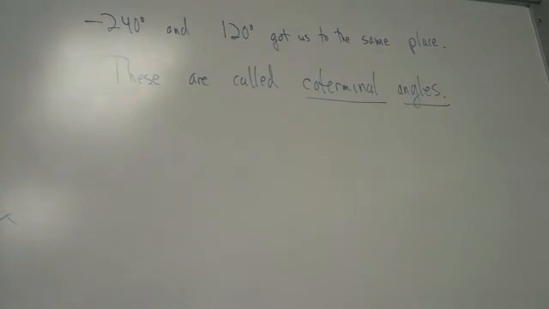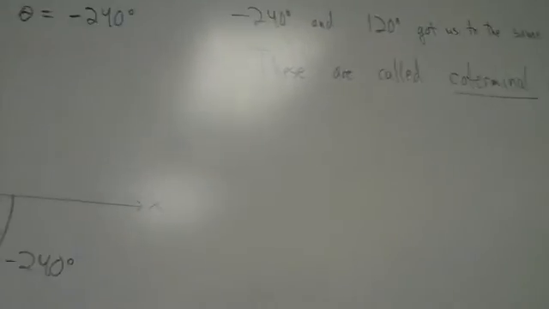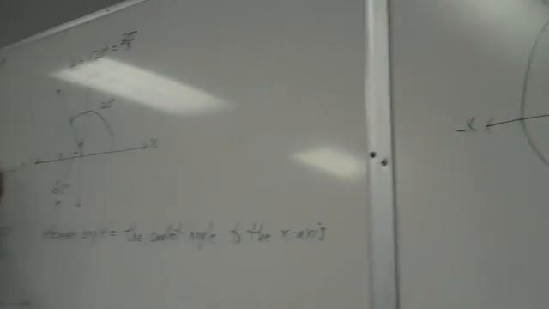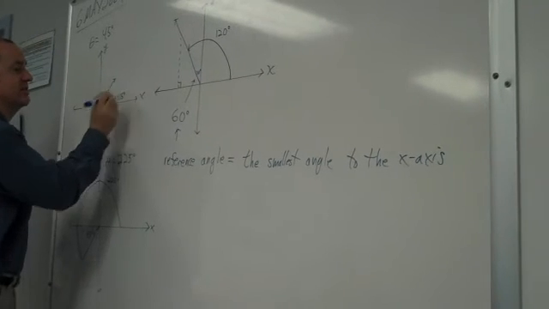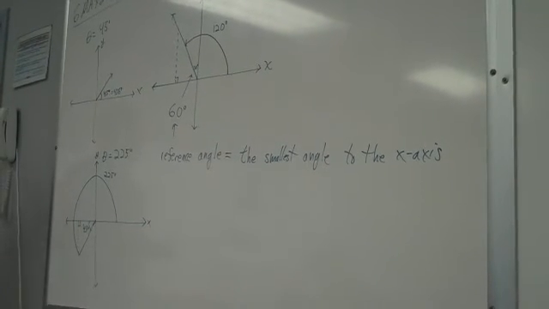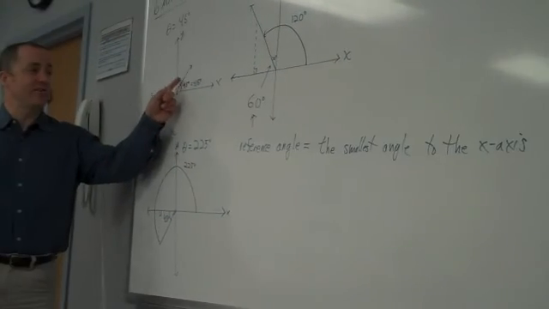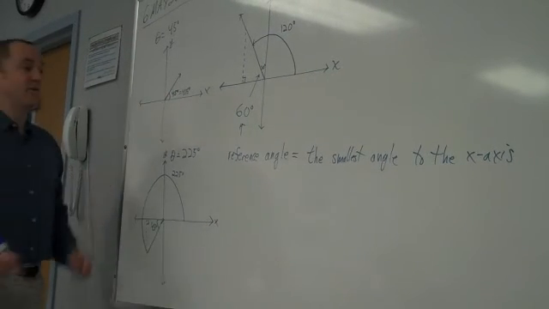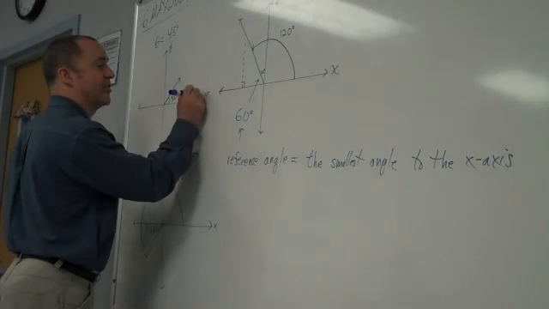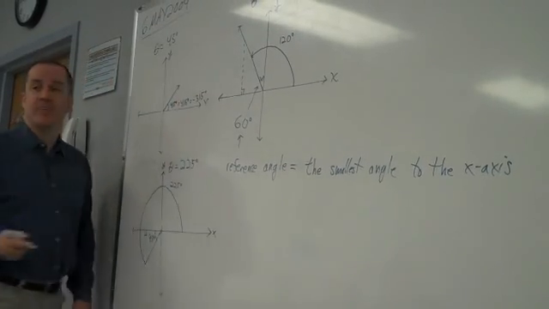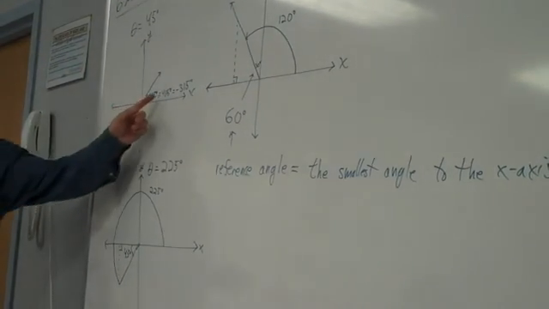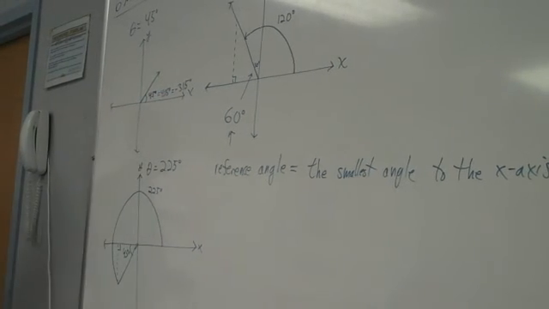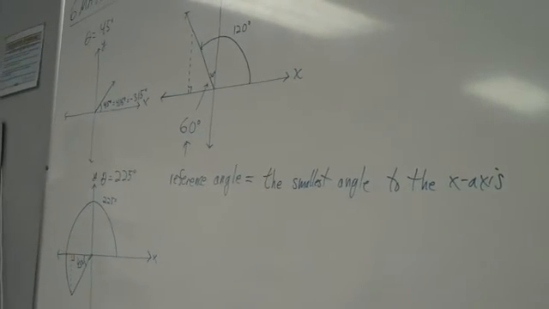Other coterminal angles, well, if I add 360 degrees to 45, that would be 405 degrees. So that's a coterminal angle. If I decided to get to this 45-degree mark by starting here and going backwards, I would have to go negative 315 degrees. So these are 3 coterminal angles because they all wind up at the exact same point. Okay?